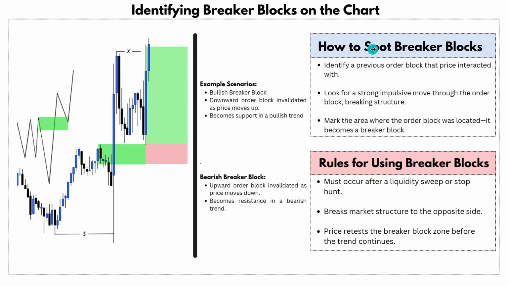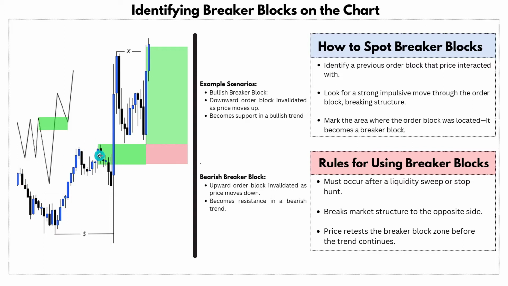First, we're going to go over how to spot breaker blocks. The first is to identify a previous order block that price interacted with. Second is to look for a strong impulsive move through the order block, breaking structure. And third is to mark the area where the order block was located. It becomes a breaker block.